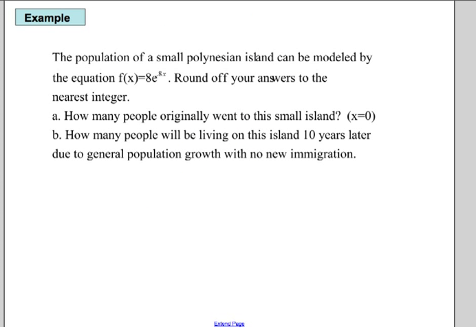Let's take a look at a word problem. The population of a small Polynesian island can be modeled by the equation f of x equals 8e to the point 8x. Now we're going to use this equation to answer the questions below, and we're going to round our answers to the nearest integer. The first question wants to know how many people started on the island. So when x is 0, how many people were there? The second question is how many people will be on the island 10 years later? So when x is 10, how many people will there be? Go ahead and pause your video and see if you can come up with these answers.